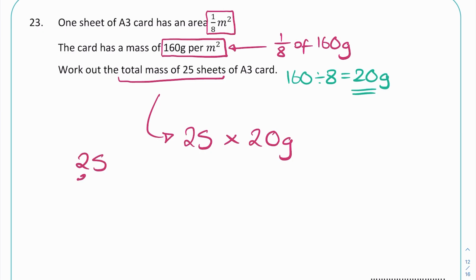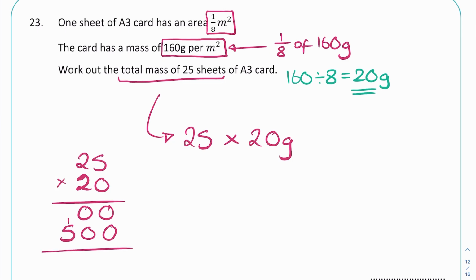Don't think you necessarily need to for this one, but you want to make sure you get it right. So 25 times 20, 0 times 5, 0 times 2. There we go. Placeholder, 2 times 5 is 10, 2 times 2 is 4, so 500. There you go, add those together. You've got 500 grams. So there we go, there's our final answer.